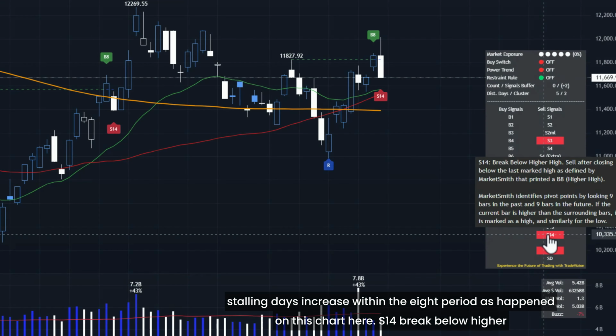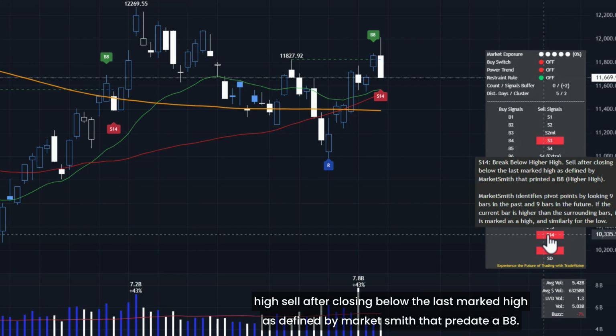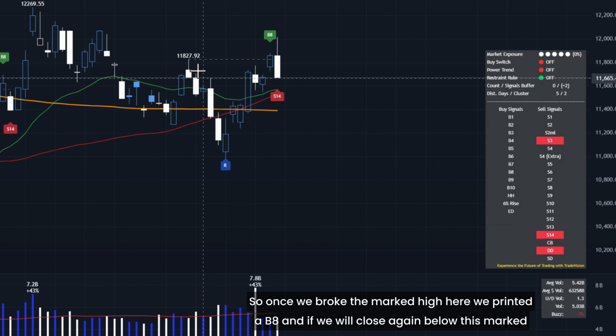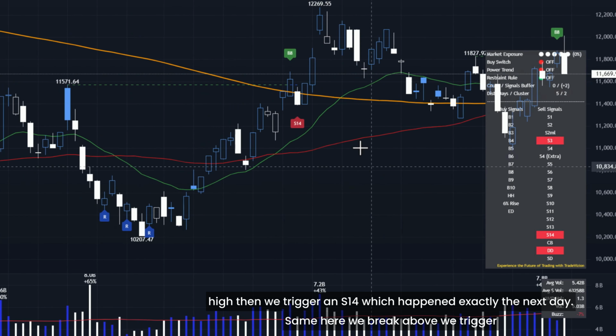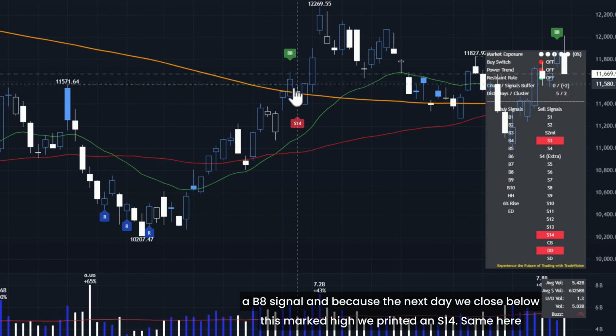S14, break below higher high. Sell after closing below the last marked high as defined by MarketSmith that predicted a B8. So once we broke the marked high here, we predicted a B8, and if we close again below this marked high, then we trigger an S14, which happened exactly the next day. Same here, we break above, we trigger a B8 signal, and because the next day we close below this marked high, we print an S14.